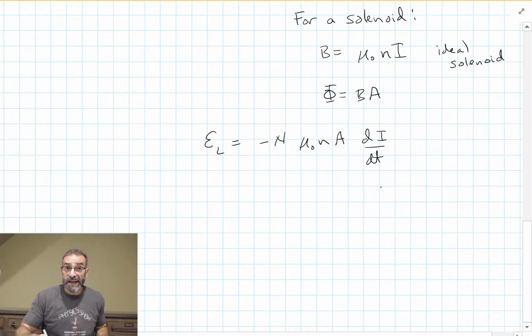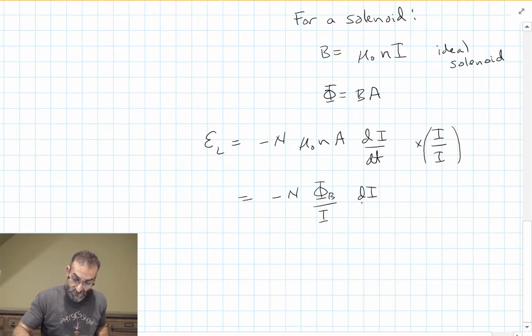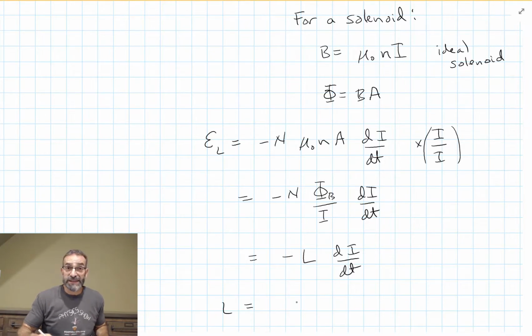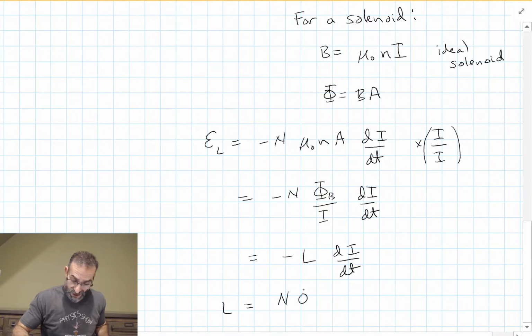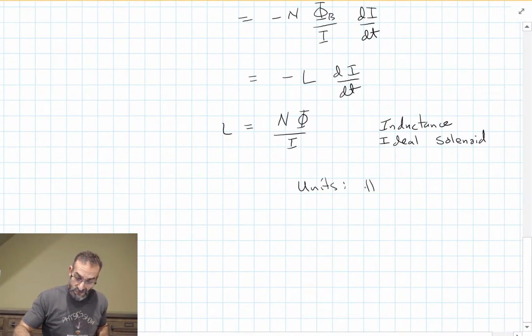If we multiply by I over I, we don't change this value at all. And then we can write the numerator in terms of the flux. And we call this the inductance. This is only true for an ideal solenoid. But for an ideal solenoid, we get the inductance. L is the number of turns times the magnetic flux over the current. The units for inductance are the Henry, and 1 Henry is a volt second over an amp.